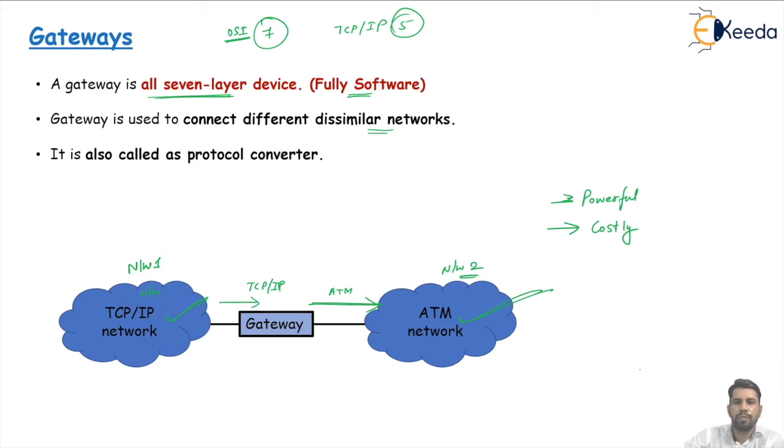Sometimes questions come to match the following, and they give you router as well as gateway in the matching list. The router connects similar networks and the gateway connects dissimilar networks. You need to take care about these 2 points and earn the 2 marks or the 1 mark from the question.